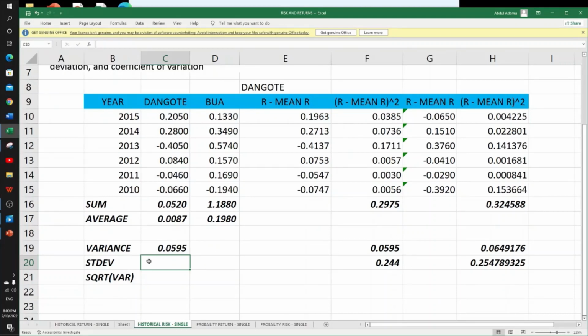Standard deviation, you can use std equals to stdev dot s function. You highlight the numbers also, enter. That is the value for standard deviation. You can see it clearly here. Let me reduce that.